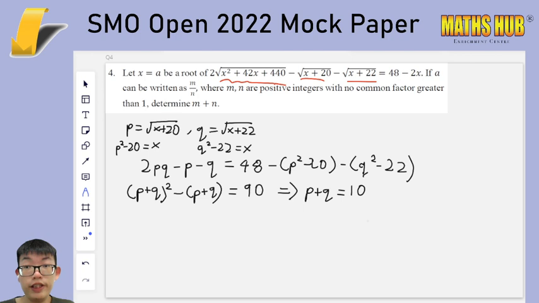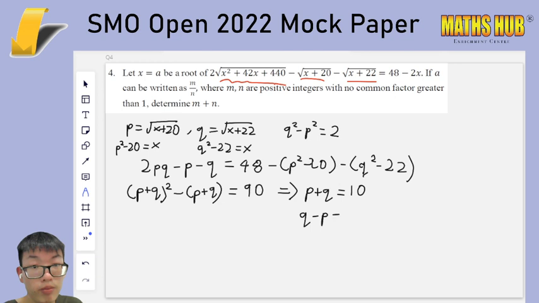Now to solve this equation is also not very difficult because if p equals this and q equals this, the relationship between them is simply that q squared minus p squared equals 2. So we can solve it. Since p plus q is 10, we divide it off. Q minus p would be 2 over 10, which is 1/5. I'll write it as a decimal, 0.2. And just combine these two equations to get q equals 5.1.